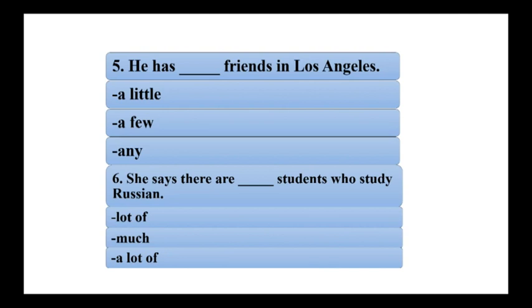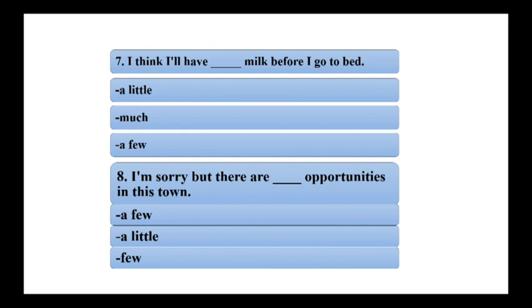Ok, guys, I think this is really clear now. I think I'll have a little milk before I go to bed, much milk before I go to bed, a few milk before I go to bed. A little je tačan odgovor. Već sam objasnila zašto. Opet je nešto što je pozitivno, ima ga malo ali dovoljno. A little stoji kao nešto što je dobra stvar, što je dovoljno, može da nam koristi, stoji ispred milk kao nebrojive imenice. I'm sorry, but there are a little, few opportunities in this town. Ovdje ćemo reći few, zato što je a few pozitivna stvar, ali već je I'm sorry, znači nešto se loše dešava, prema tome to je jedina opcija ovdje.